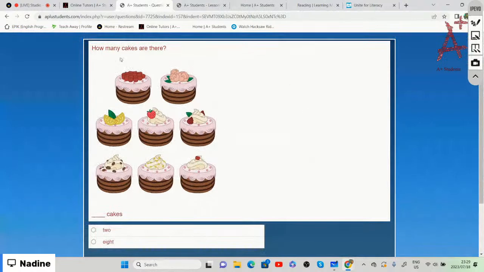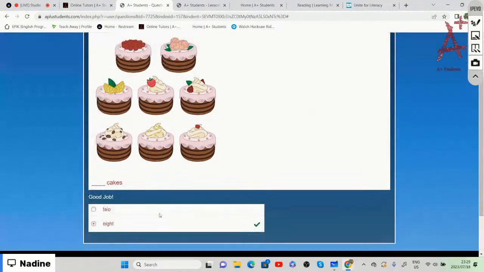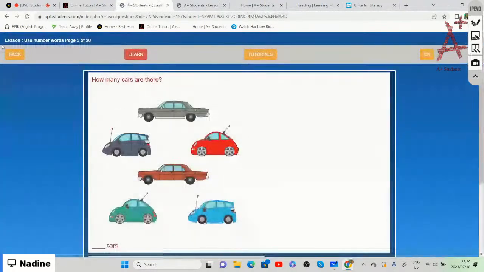How many cakes are there? We need to count the number of cakes there are, and we need to choose the best possible answer. Are there 2 cakes or 8 cakes? Let's count. There's 1, 2, 3, 4, 5, 6, 7, 8 cakes. So we don't have only 2 cakes, but we have 8 cakes. So if you have 8, then well done.